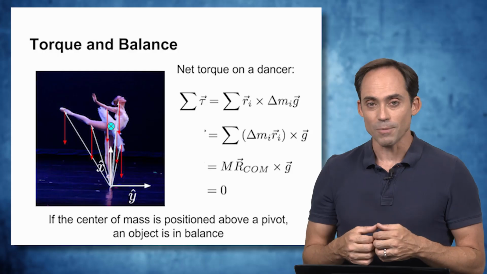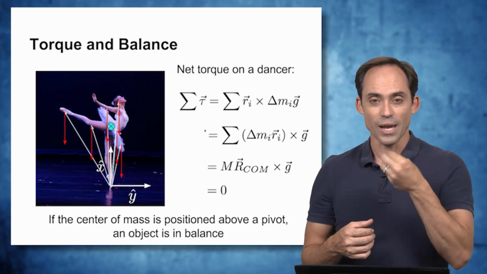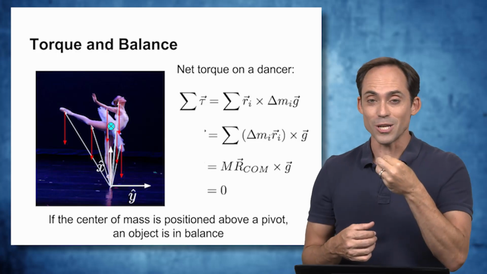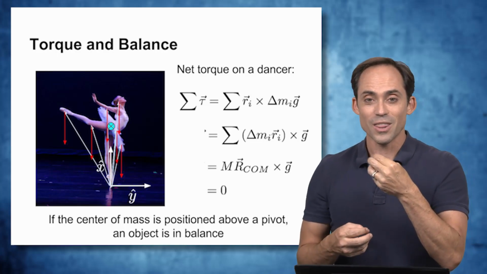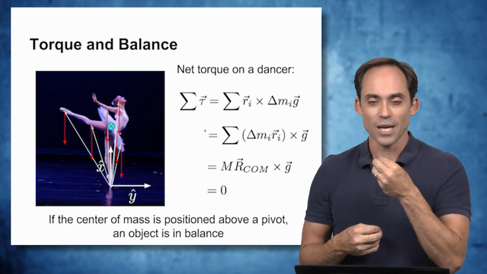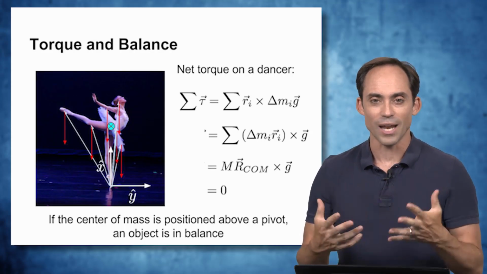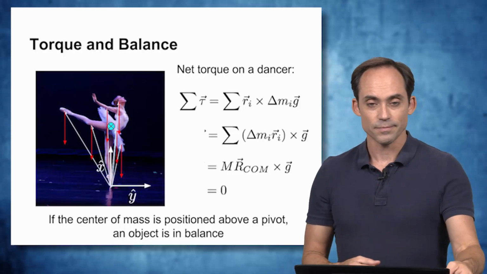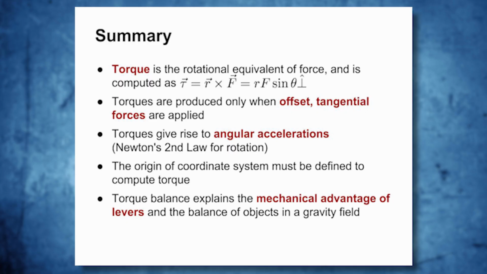As long as the center of mass is above the point at which you're in contact with the ground, and as long as gravitational acceleration is also pointing straight down, then those two vectors are parallel or anti-parallel to each other, and so you're going to have the case where you don't have any movement about that pivot point. You're in balance. So to summarize, we've looked at torque.